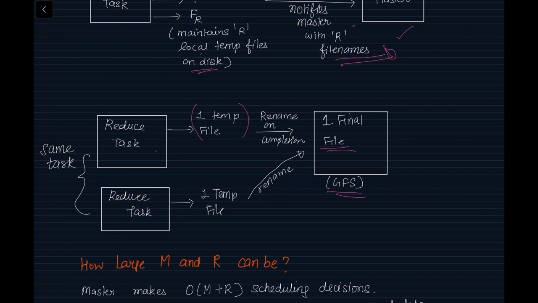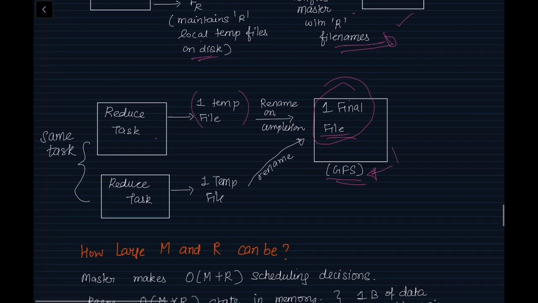Now let's say we are keeping a redundant reducer task. We have two different machines that are performing exactly the same task. Now they will be maintaining a local temp file, and on completion they will be renaming the same file. So we will basically be renaming the same file, and the atomicity of this operation is guaranteed by the distributed file system, the underlying file system that is being used here. That basically guarantees that renaming the same file won't have any conflicts.